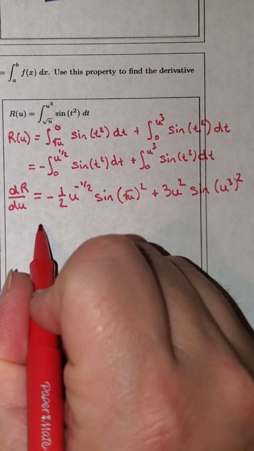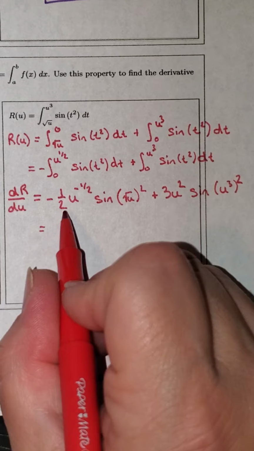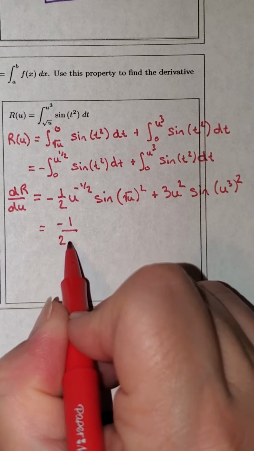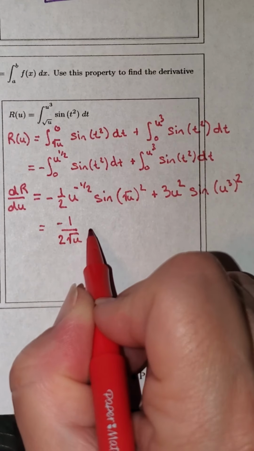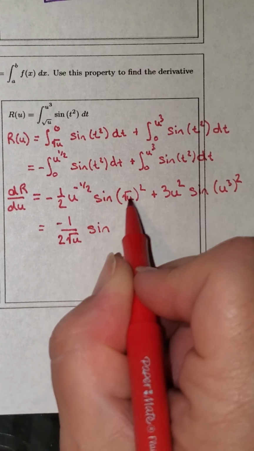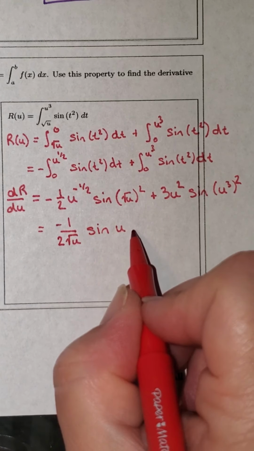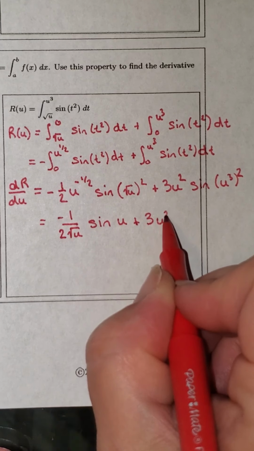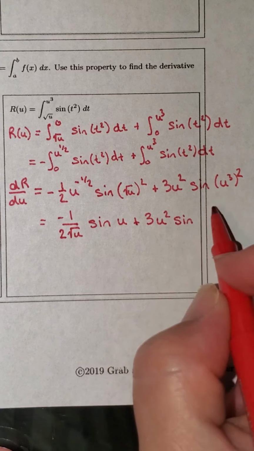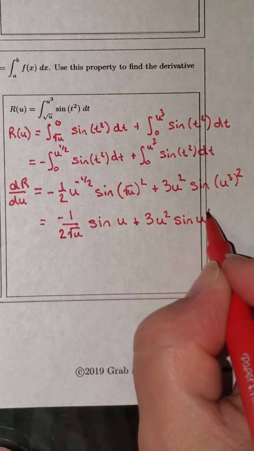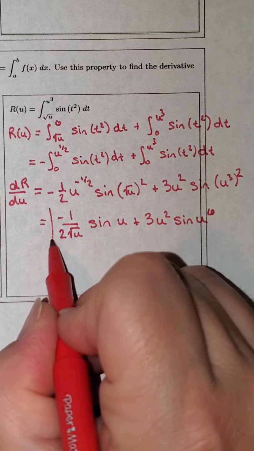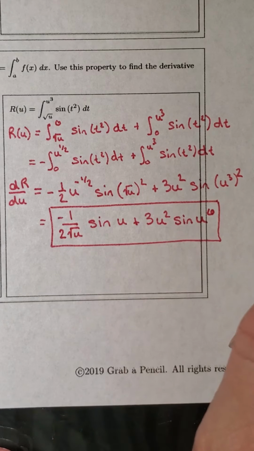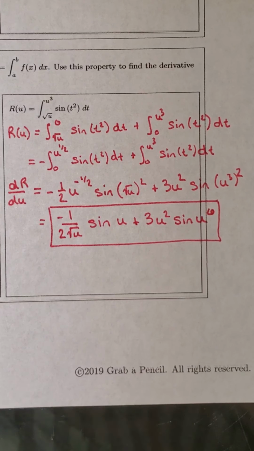Okay, I think we're good. All right, I'm going to move this to the denominator because I don't see it being combined with anything else. So negative 1 over 2, and I'll go ahead and make it square root of u. Sine, and then square root being squared, that'll just become u. Plus 3u squared sine of u to the 6th. And that's our answer.